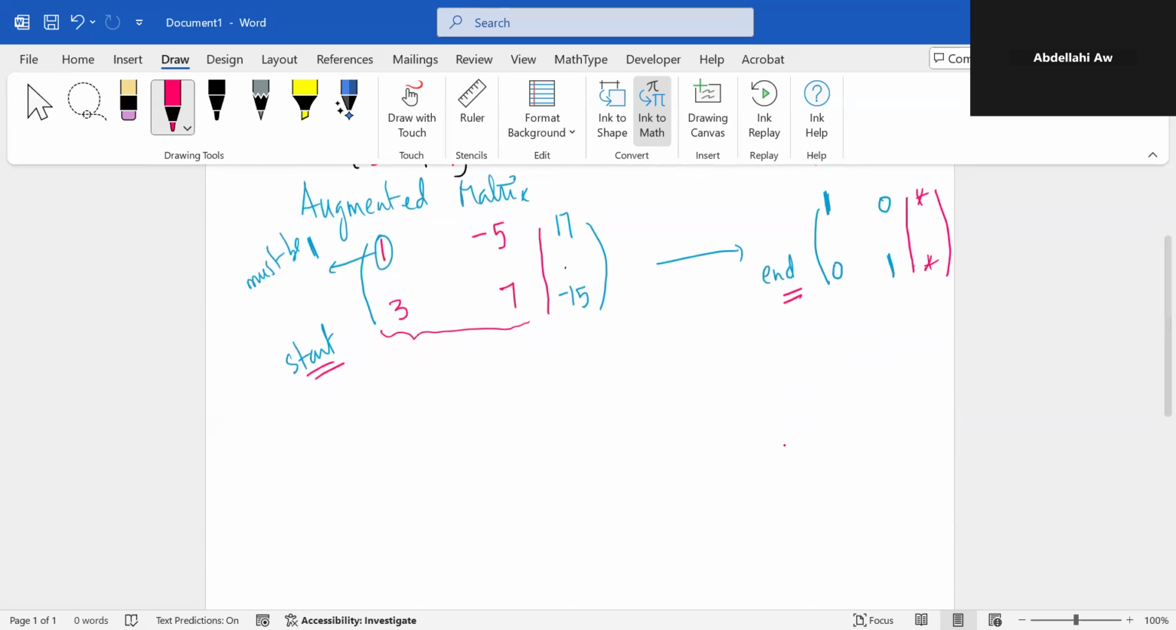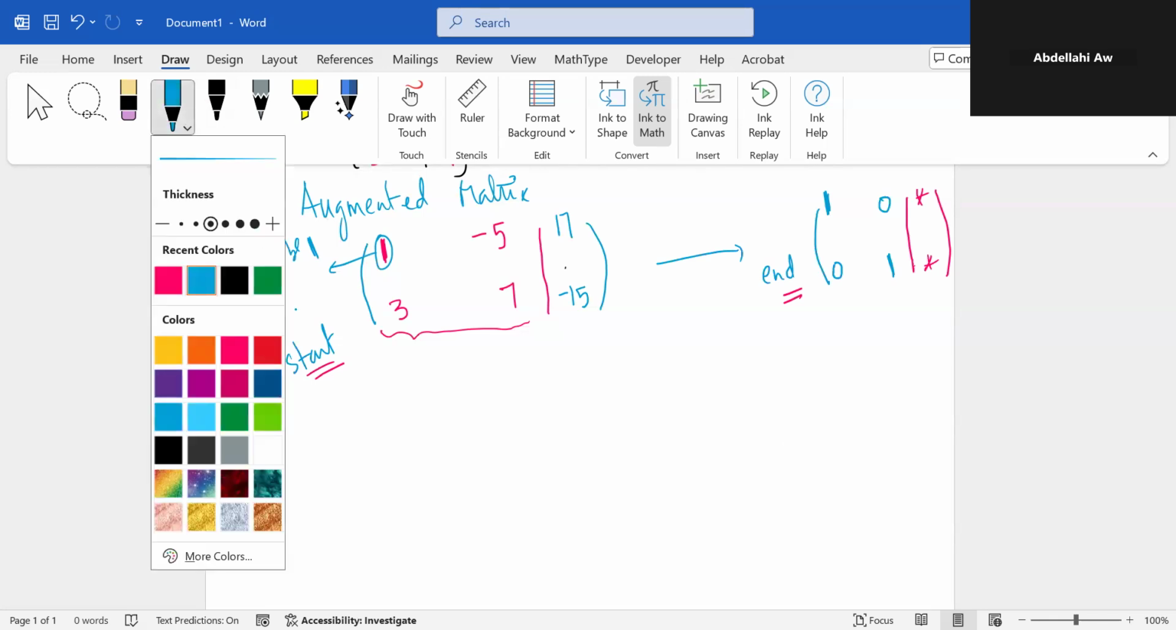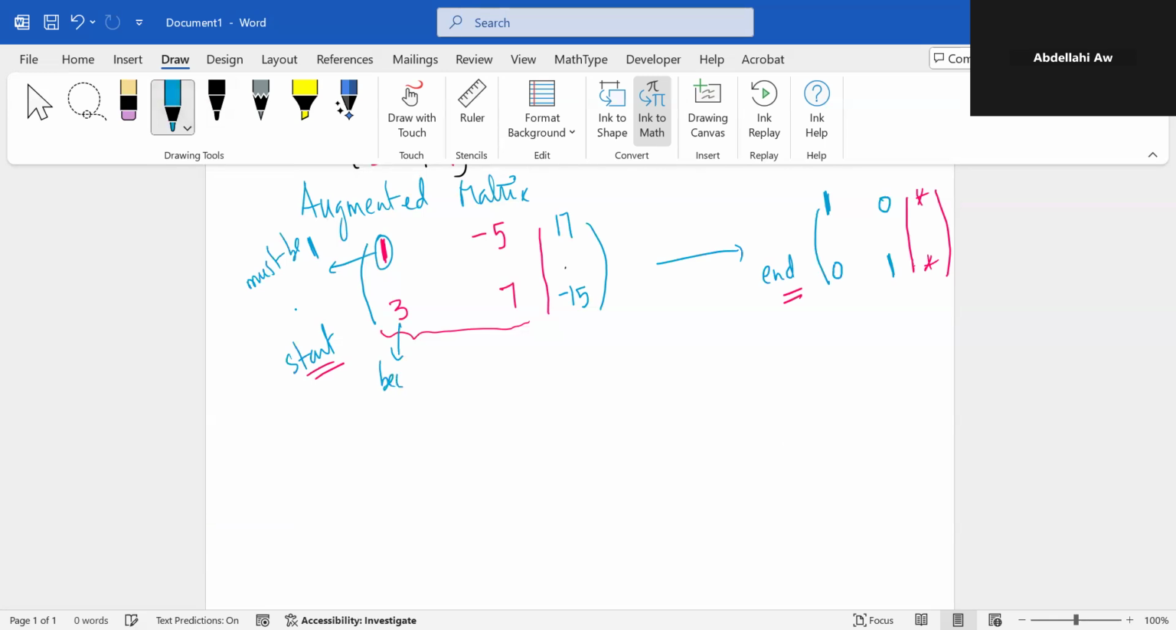First, this one needs to be 1. In this case, it is 1. In some examples, it might not be 1, so we have to make it 1. This will save us one step. Next, we need this 3 to become a 0. Every time we want something to become 0, we need the help of the other row. We have row number 1 and row number 2. We need the 3 in row number 2 to become a 0, so we need the help of row number 1.